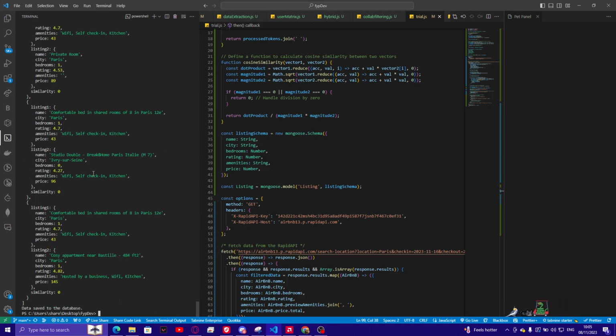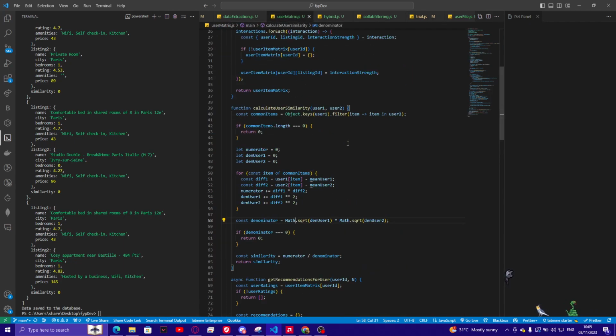Okay, and this data is saved to the database, because I was also using MongoDB for this data. Both of these are content-based filtering, just to show the variation or the difference and the intersection of data between cosine similarity and Jaccard similarity.